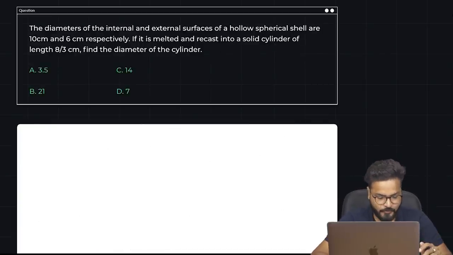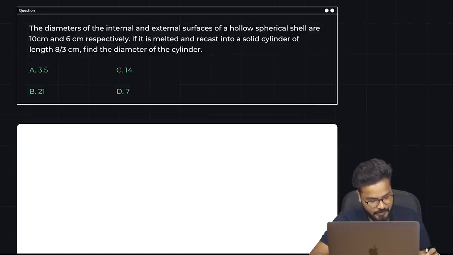Okay, guys. So a question from geometry, which says the diameters of the internal and external surfaces of a hollow spherical shell are 10 centimeter and 6 centimeter respectively. If it is melted and recast into a solid cylinder of length 8 by 3 centimeter, find the diameter of the cylinder. You guys can pause this video here and start solving this on your own now.